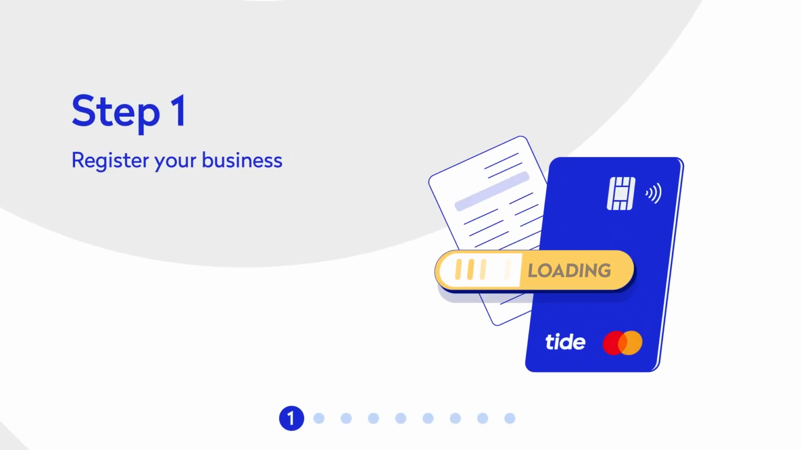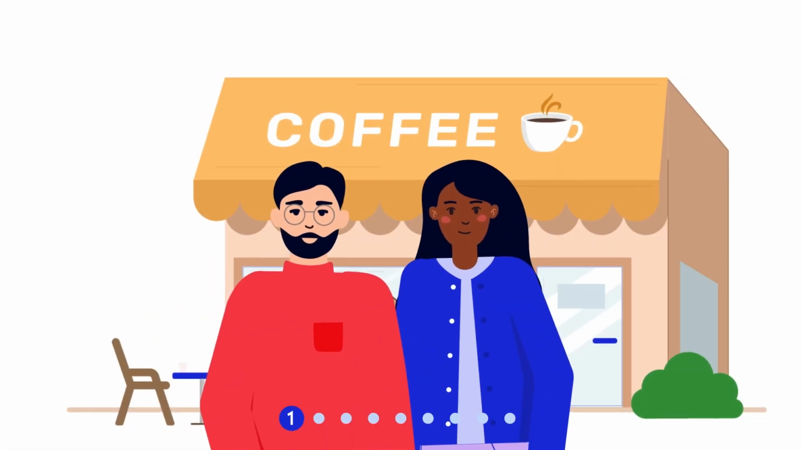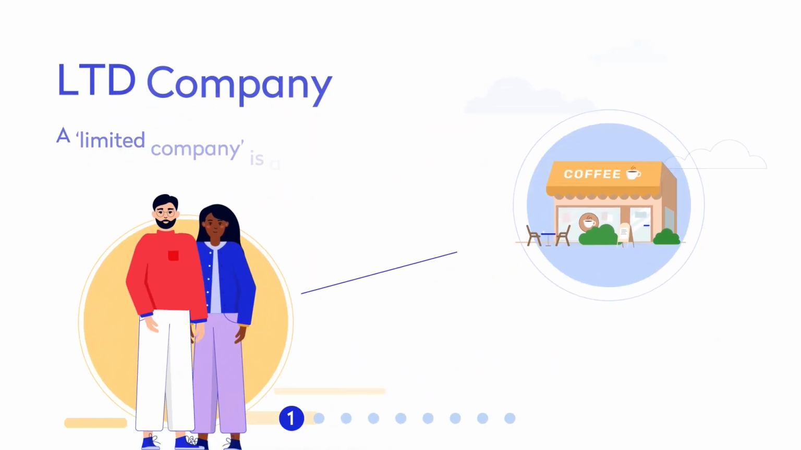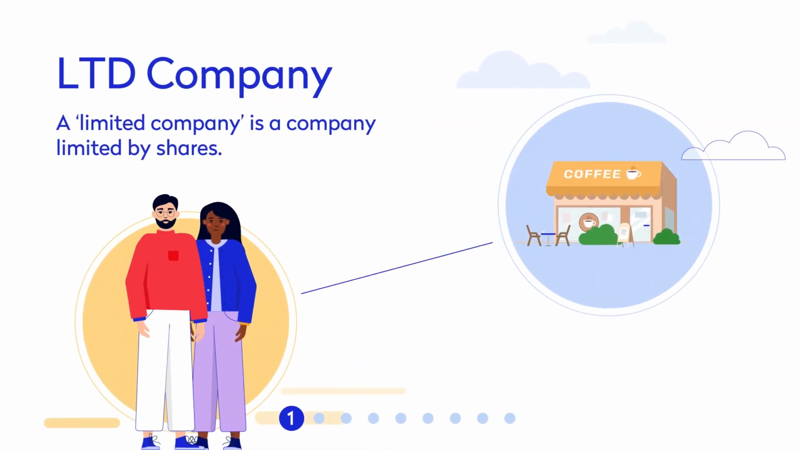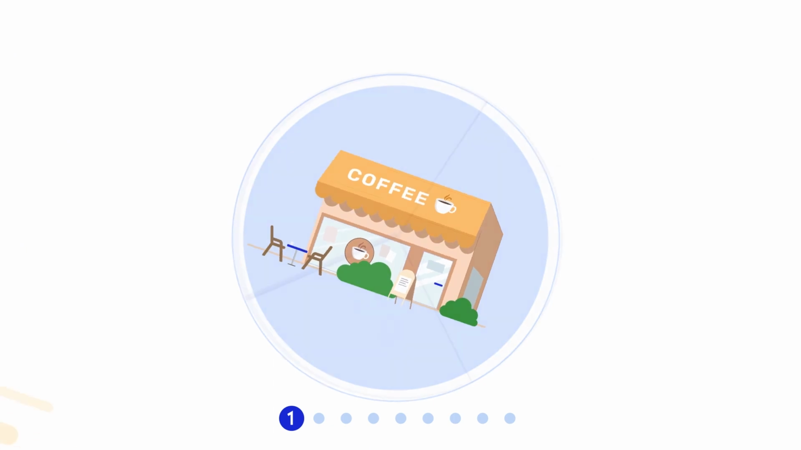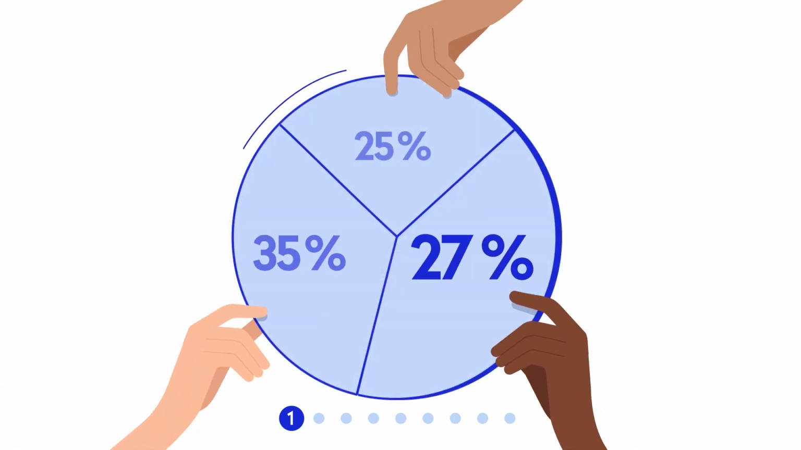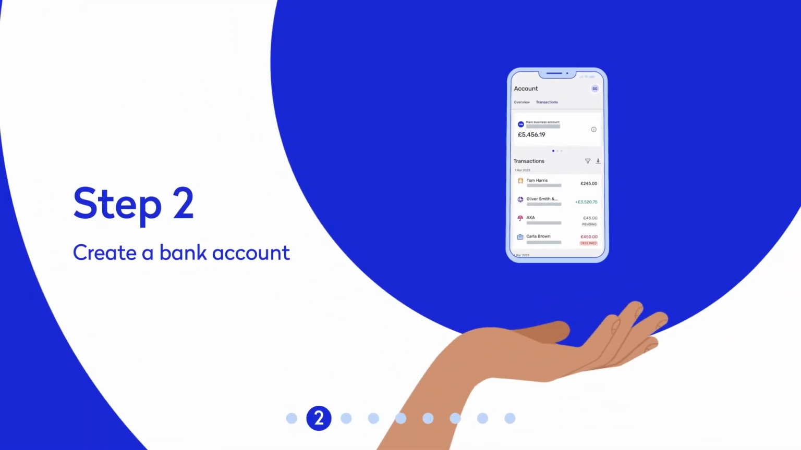Step 1, and quite an important one, register your business. As you might know, there are several ways to do this. We are going to focus on limited companies for now. A limited company is a company limited by shares. This means that the company is legally separate from the people who run it, and as such has separate finances from your personal ones. You will also have shares and shareholders, and can keep any profits the company makes after paying tax.